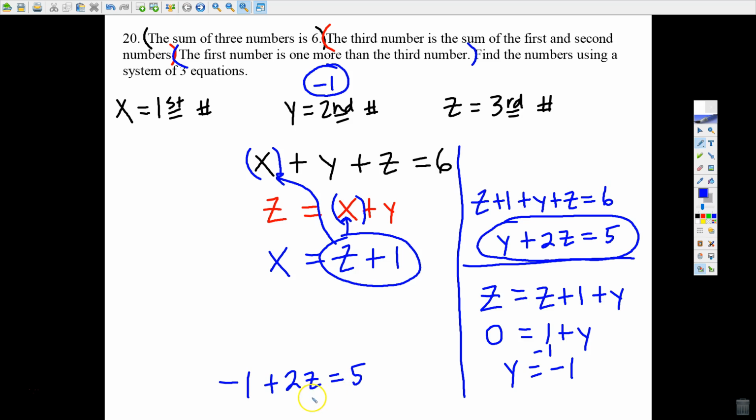So let's see, Ethan, what do you have for z? Is 3? Everybody got that? Because when you add 1 to both sides, 2z is 6. Z is 3, so we got 2 of our numbers.